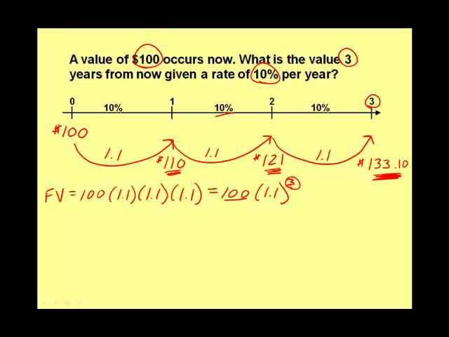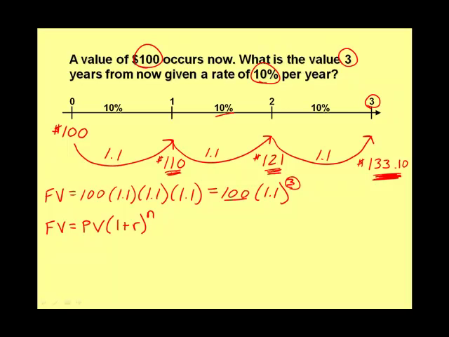Now we can show that generally with what we call the future value formula. The future value is equal to the present value, which is $100, times 1 plus r, the rate of change, in this case the 10%, raised to the nth power. That's the number of periods that we're compounding that present value.